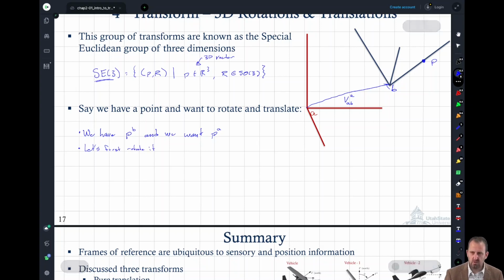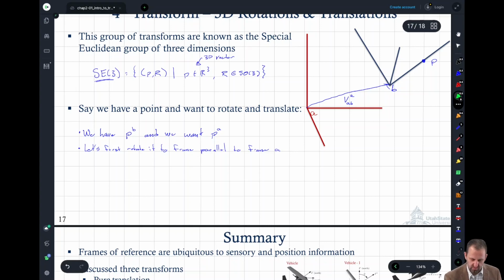And we're going to rotate it to a frame that's parallel to frame A. Okay, so we want to rotate it to a frame that's parallel to frame A. So if we were to draw this over here, right, we'd end up having this new frame. And this is just going to be our intermediary. It's an intermediary frame where we haven't added the rotation.